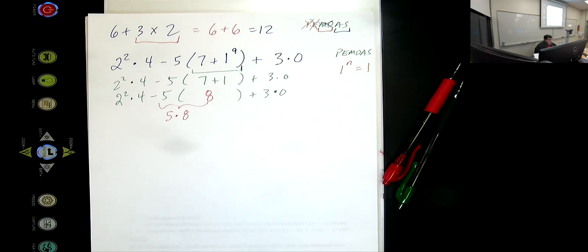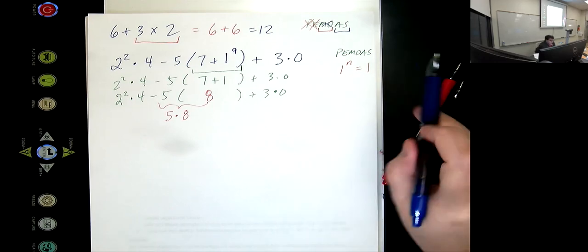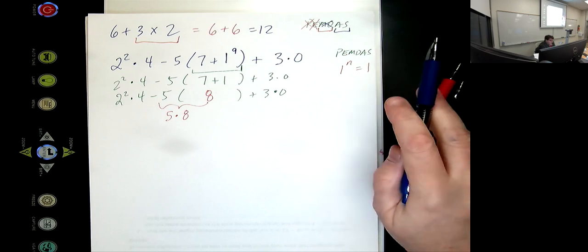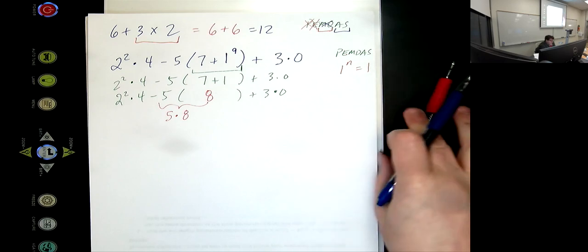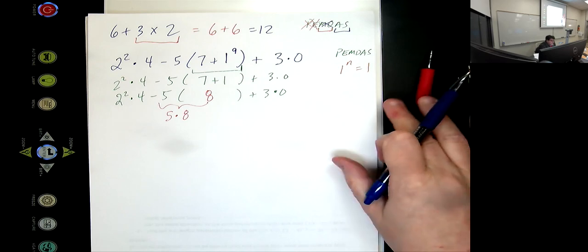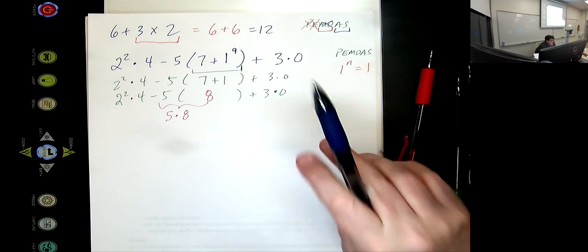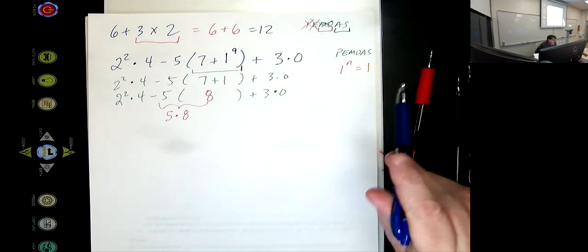Why don't you distribute the 5 into the parentheses? You can, but it makes more work. The problem with distributing is people will mess it up more often than not. You can distribute, but it's not helpful in avoiding errors.